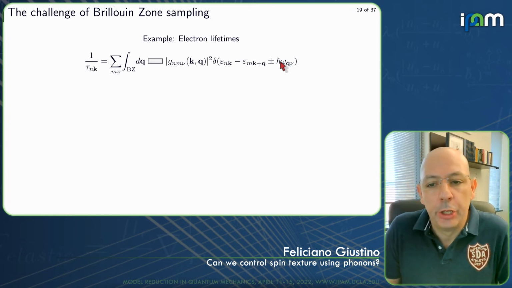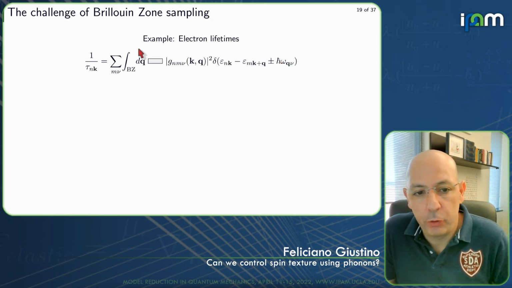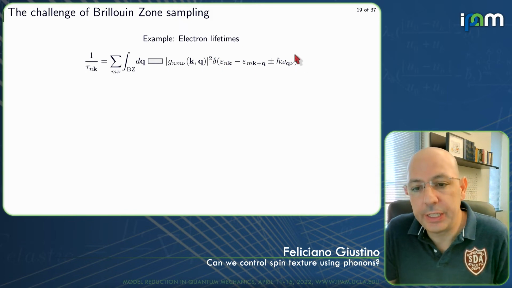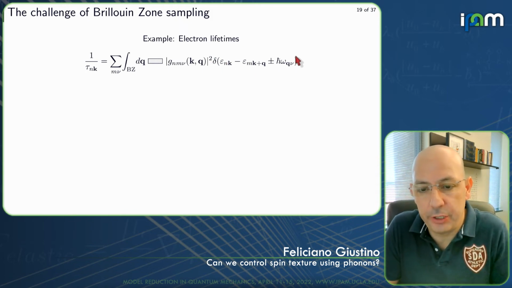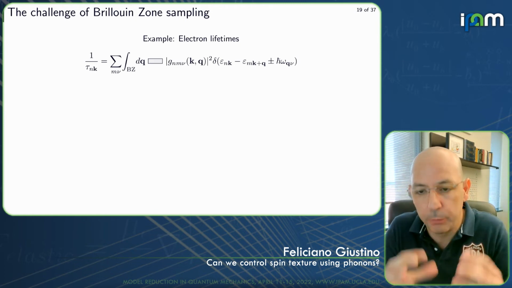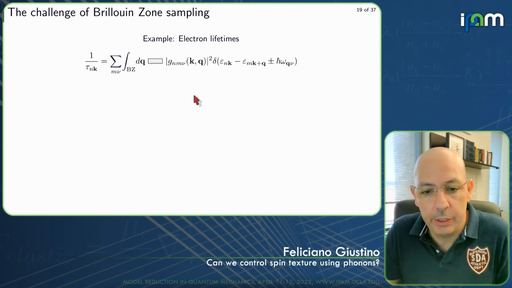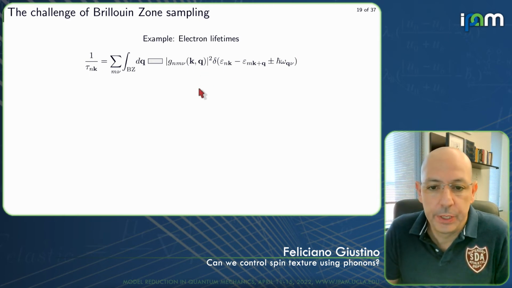What is happening here is that I need to perform an integral over all possible phonon wave vectors, but this integral really only contains states that fulfill this relation. So this is a volumetric integral, but when I impose this constraint, I'm really looking at a surface, essentially a 2D subsystem in a way.